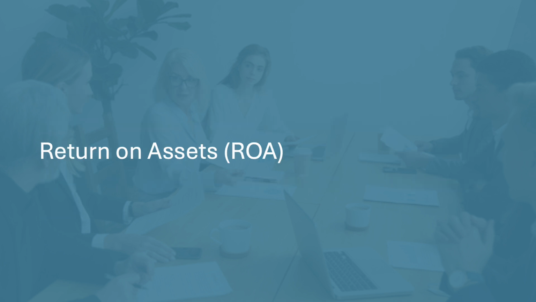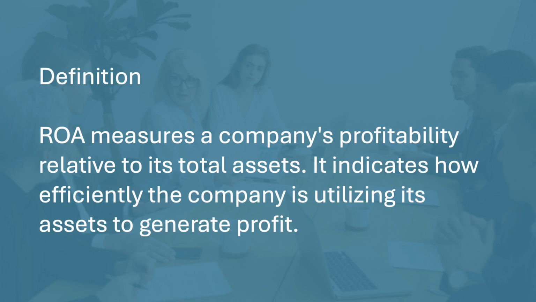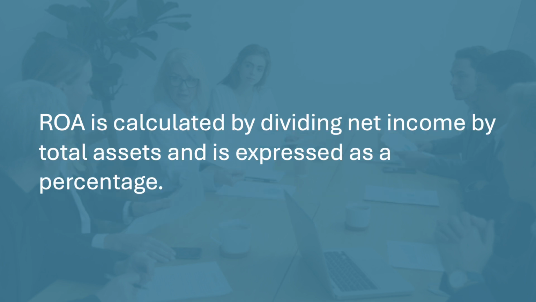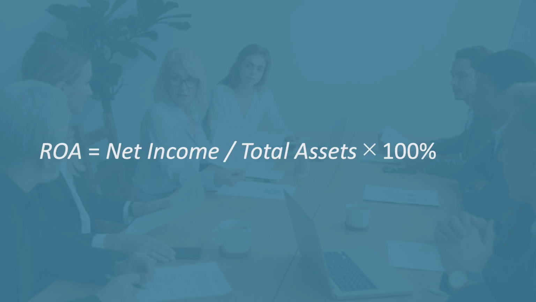Return on assets, ROA. Definition: ROA measures a company's profitability relative to its total assets. It indicates how efficiently the company is utilizing its assets to generate profit. ROA is calculated by dividing net income by total assets and is expressed as a percentage. ROA equals net income over total assets times 100%.